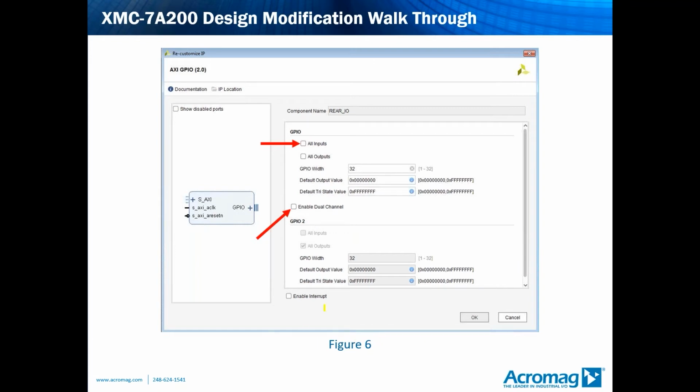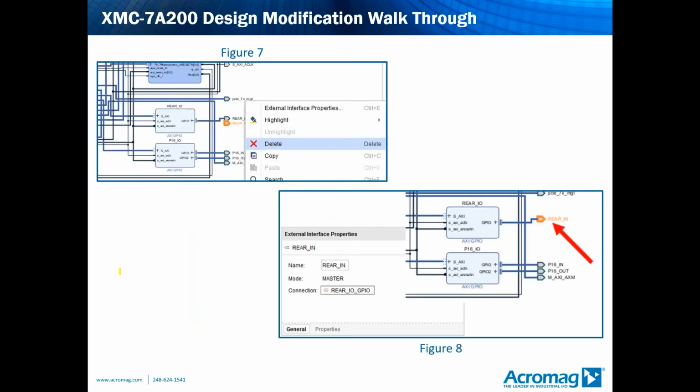We're going to deselect the all inputs checkbox over here. And we're also going to deselect where it says enable dual channel. Next, we're going to click OK. When we do that, the block diagram is going to change. Now, I only have a portion of the diagram shown for this purpose. That's really all we need.